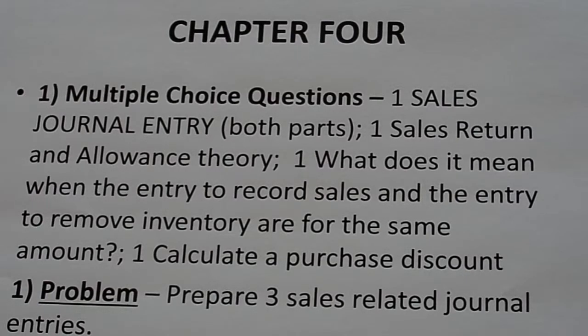Remember that one sales transaction causes 2 journal entries. The first journal entry is recording cash or accounts receivable and then sales as well. The second entry is to remove the item from inventory and debit cost of goods sold expense, credit merchandise inventory.